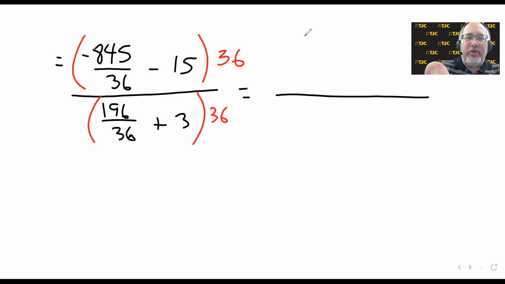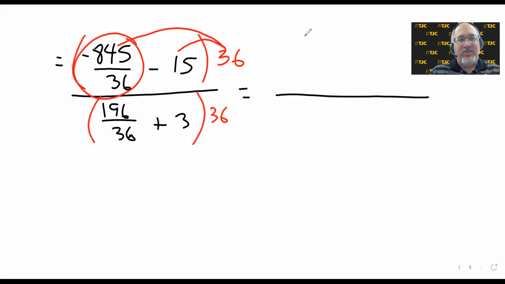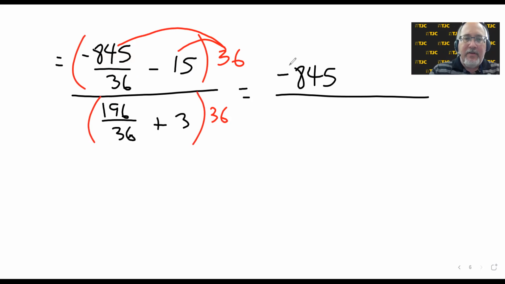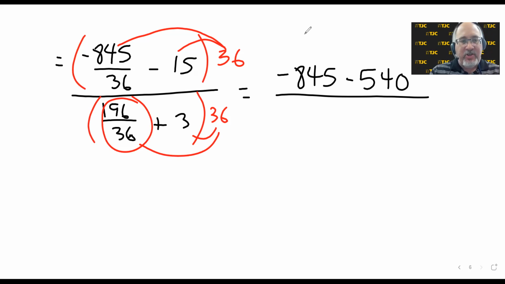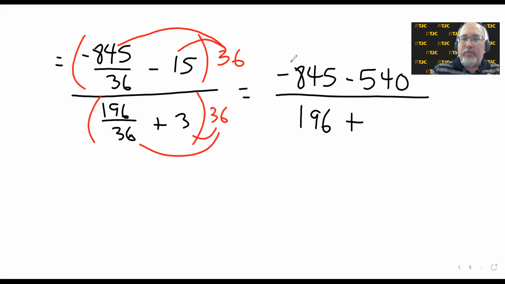Okay, when we distribute the 36 across the subtraction problem on the top, when it hits the first fraction, it will just cancel the 36 on the bottom and leave negative 845. But the second half of the distribution is 15 times 36, which is 540, and it's being subtracted. On the bottom half, when we distribute the 36, again, when it hits this first fraction, it will cancel the 36 on the bottom and leave 196. The second half of the distribution, positive 3 times 36, is 108.